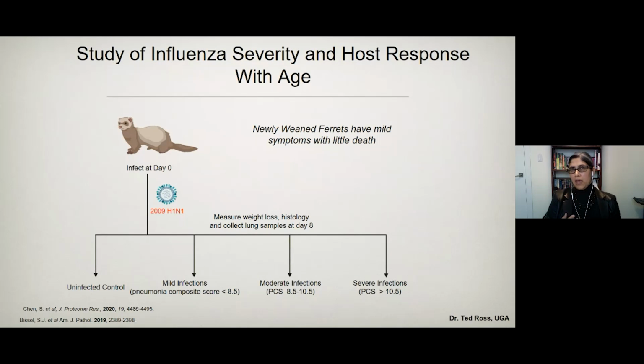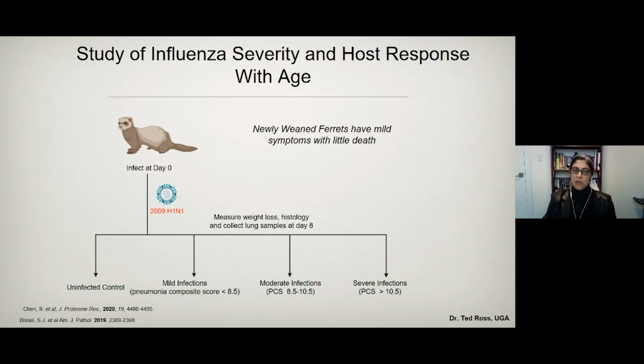So, okay, let's change it up a bit. We know that age can have a correlation with severity in flu. And if we look at both young and old ferrets, what do we see? In newly weaned ferrets, in that model system, the 2009 H1N1 pandemic 09 virus does not actually give very many symptoms. In fact, you see very mild symptoms with very little death.